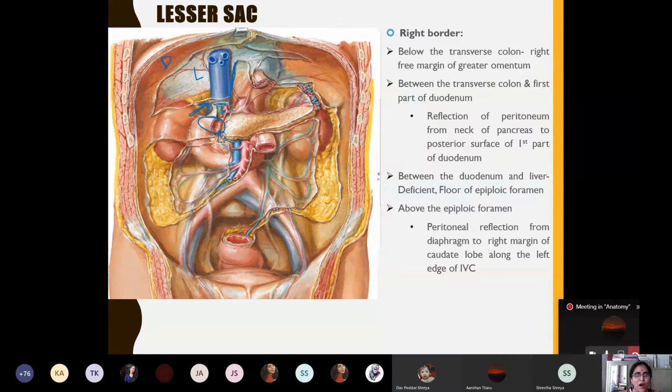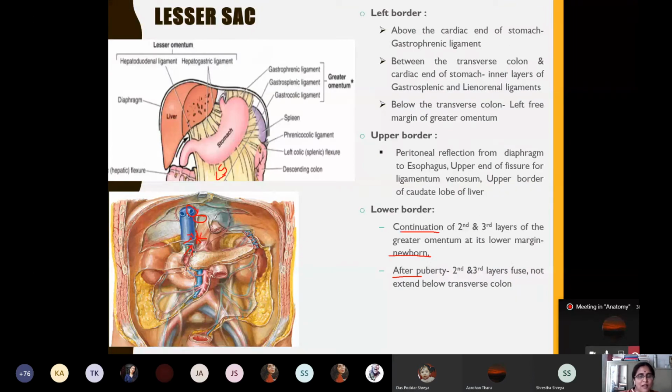Where lies the fissure for? Along the left edge of fissure for which vein is this? Along the left edge of fissure for inferior vena cava. Very good. Then the left boundary of the lesser sac, what are the structures forming the left border above the transverse colon? What is this ligament? Gastrophrenic. Very good. Below gastrophrenic, which ligament? What is this?